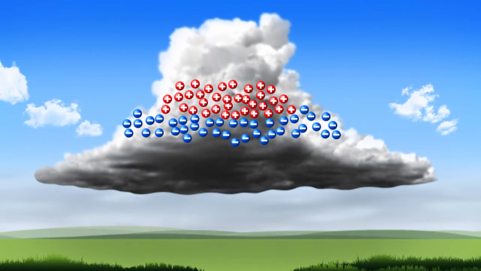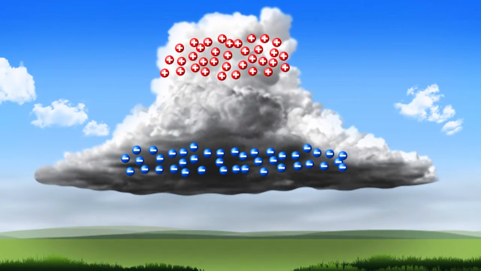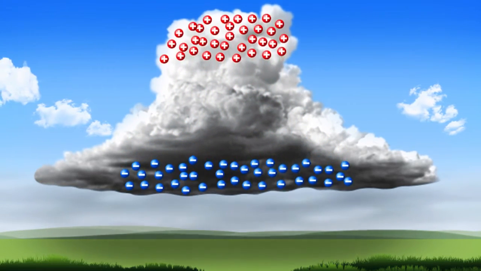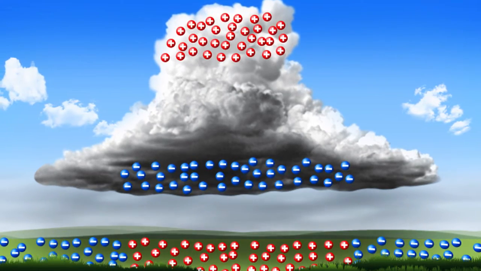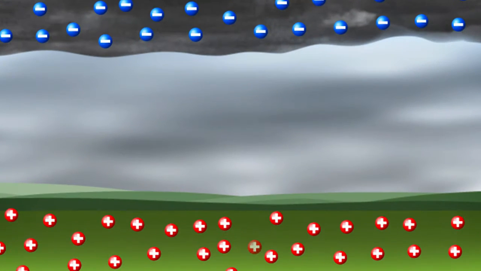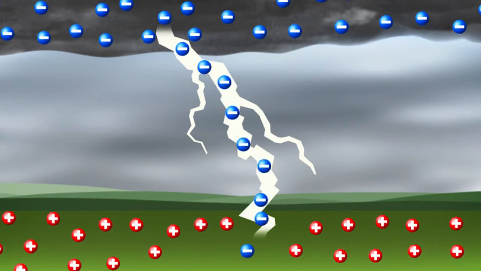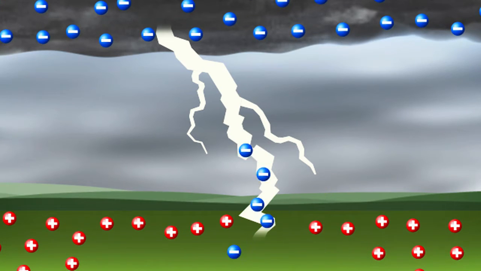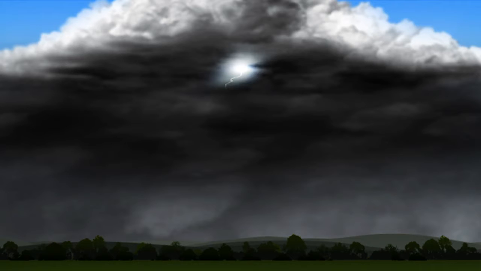Electrical discharges occur between clouds and the ground as well. When a negative electrical charge builds up in the lower part of a cumulonimbus cloud, a proportional positive charge gathers on the ground. Then, an electrical discharge occurs between the cloud and the ground. That's a lightning bolt.